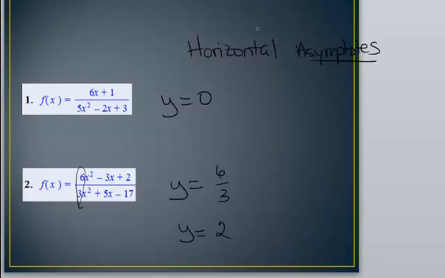So let's review. Two cases. If the degree of the numerator is less than the degree of the denominator, 1 is less than 2, your horizontal asymptote is y equals 0. If your degrees are the same, your horizontal asymptote is the fraction created by the leading coefficients.